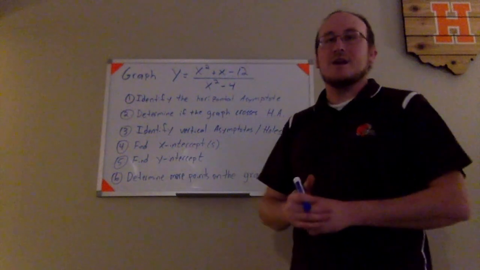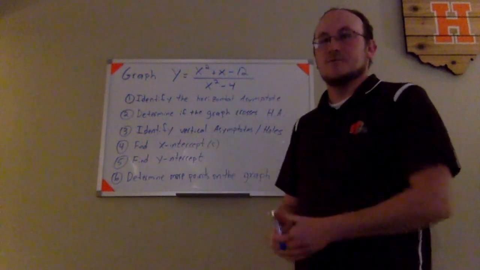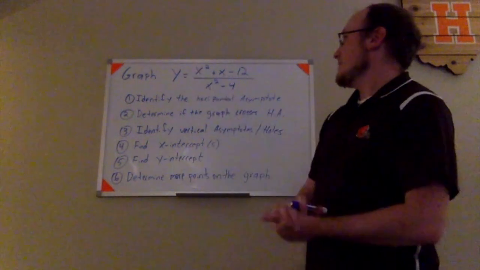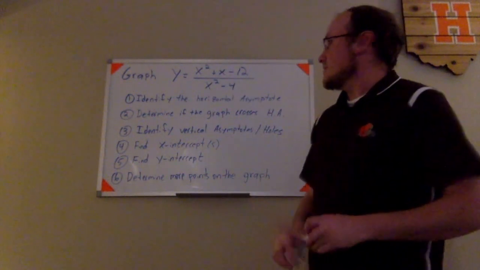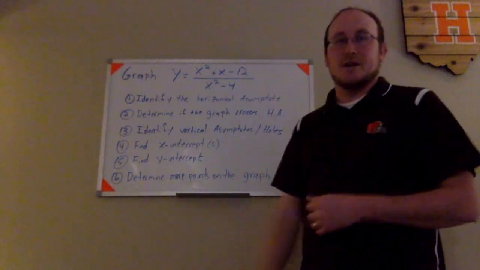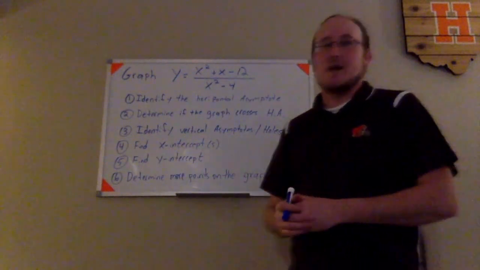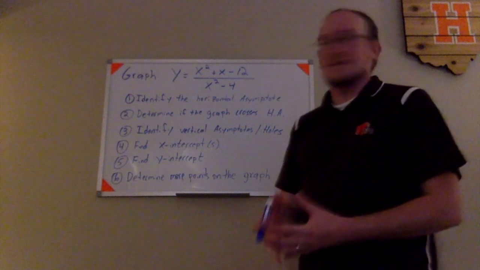this together, and we're going to try to actually look at how to graph a rational function by hand. So here I have the rational function y equals x squared plus x minus 12, all divided by x squared minus 4 that I want to look at to try to graph. So I'm going to break this down into a process for you.